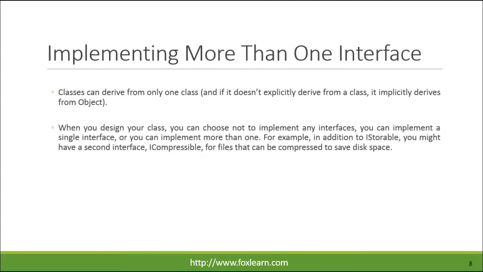Classes can derive from only one class, and if it doesn't explicitly derive from a class, it implicitly derives from object. When you design your class, you can choose not to implement any interfaces, you can implement a single interface, or you can implement more than one. For example, in addition to Storable, you might have a second interface, ICompressible, for files that can be compressed to save disk space.